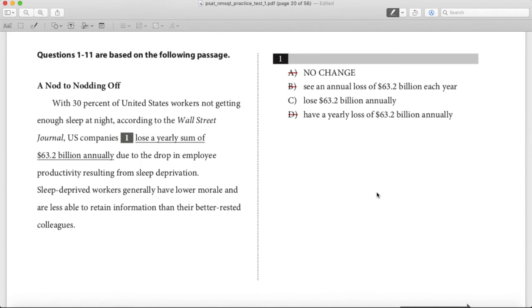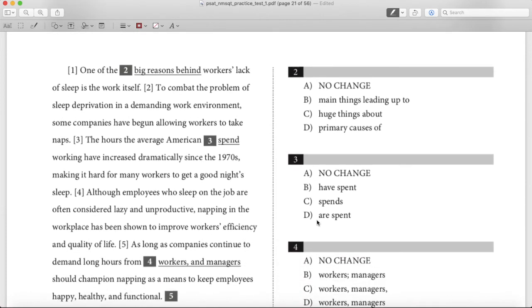Let's keep reading. Ava, read the next sentence. Let's take it from sleep-deprived workers. Sleep-deprived workers generally have lower morale and are less able to retain information than their better rested colleagues. Great. Let's keep reading. One of the big reasons behind workers' lack of sleep is the work itself. Okay. What do you think about the underlined portion there, Ava? It doesn't seem as factual as before. What do you mean by factual? Like maybe primary causes of would be better.